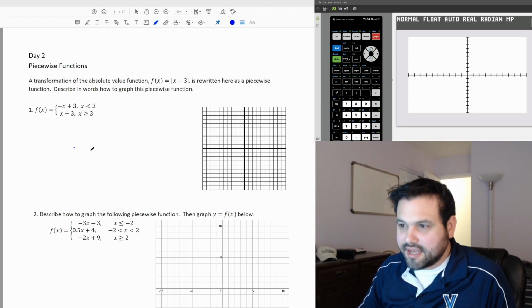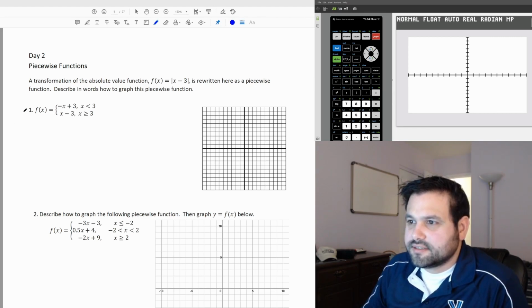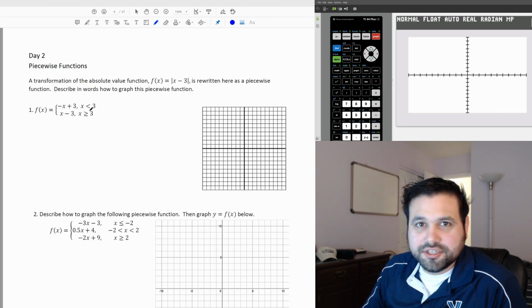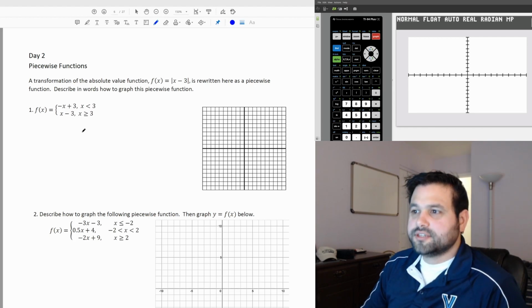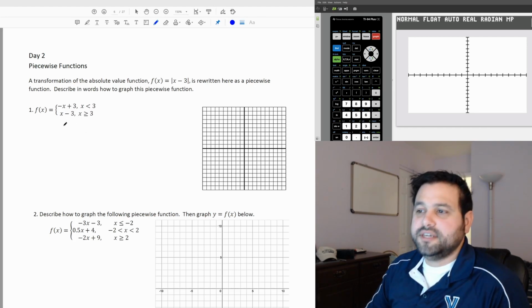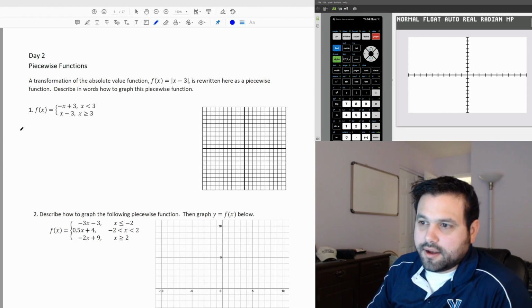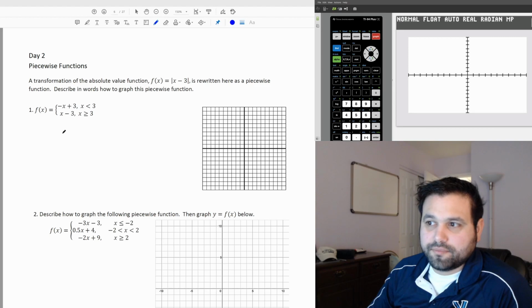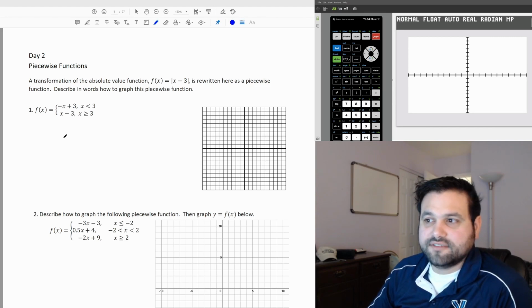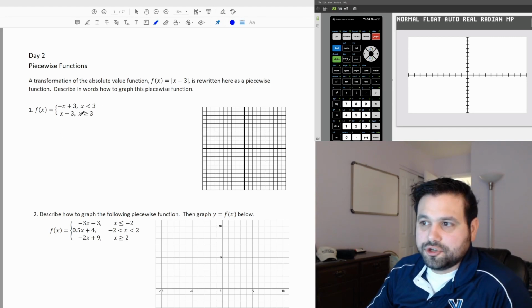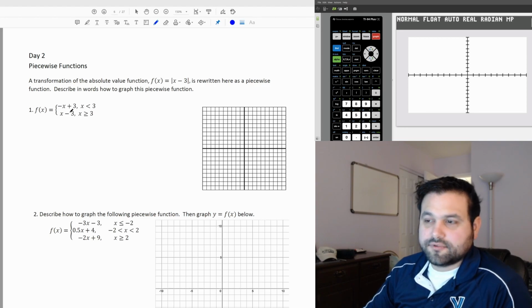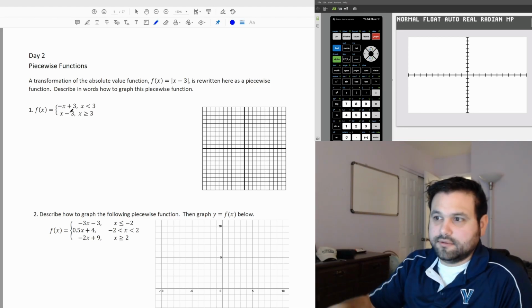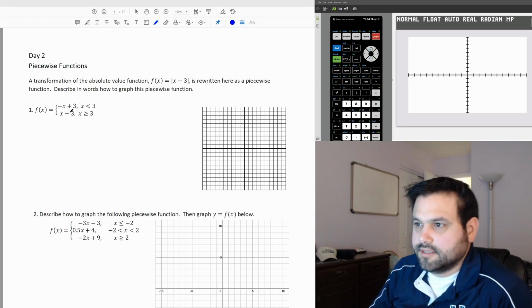So don't forget that these are the rules, and this tells us when to use each rule. So here's how we're going to graph a piecewise function. We're going to make a table for each piece of the piecewise function. In this case, there are 2 pieces. So it's like the number of horizontal lines.